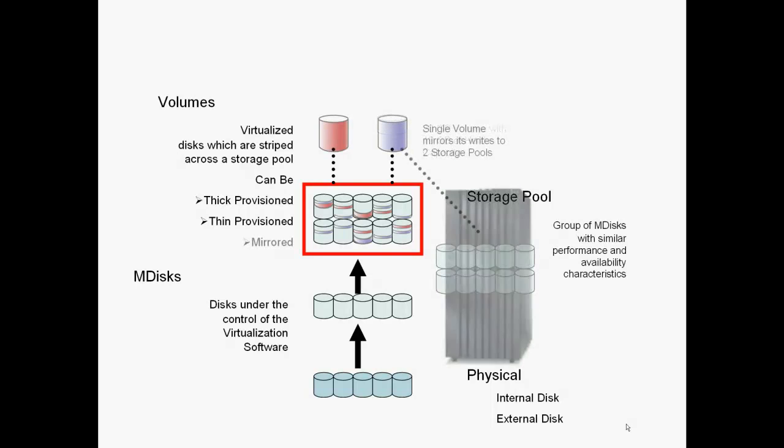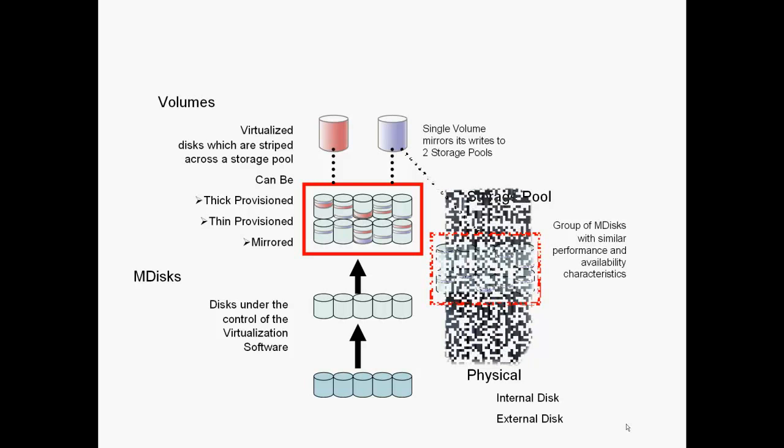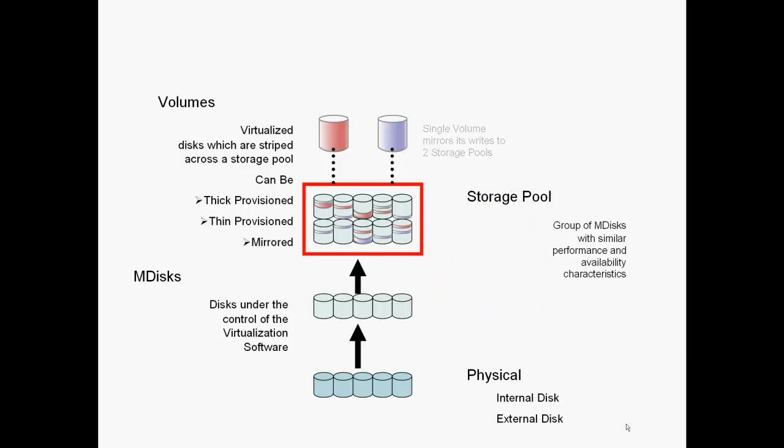Finally, regardless of whether a volume is provisioned as thick or thin, we can mirror the volume. When we do this, we still have a single volume that is actually using two storage pools to write its data. Should a planned or unplanned outage impact one of the storage pools, the volume will continue to be presented without impact to the application and without interruption.